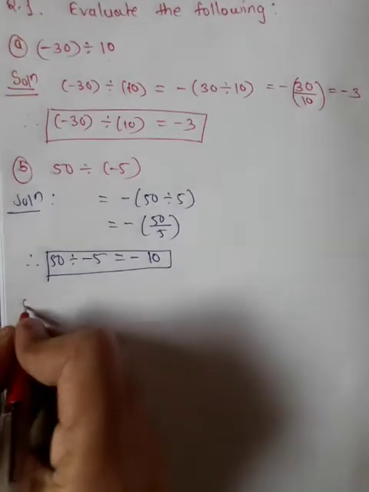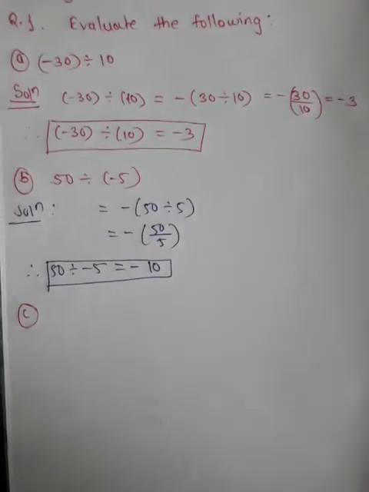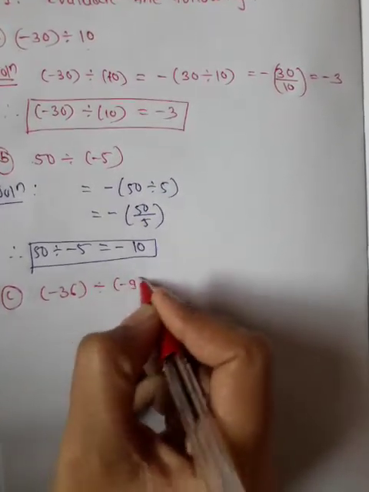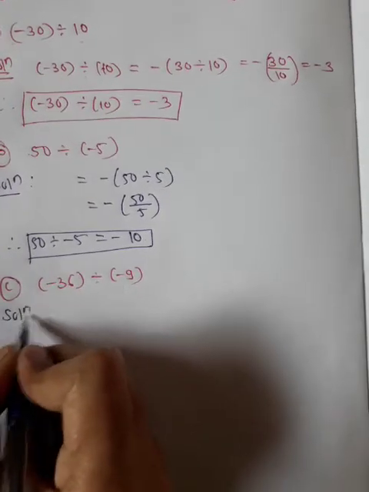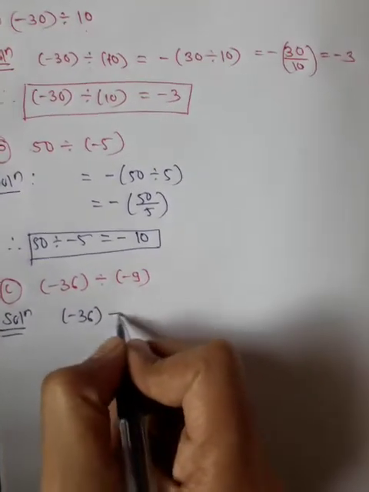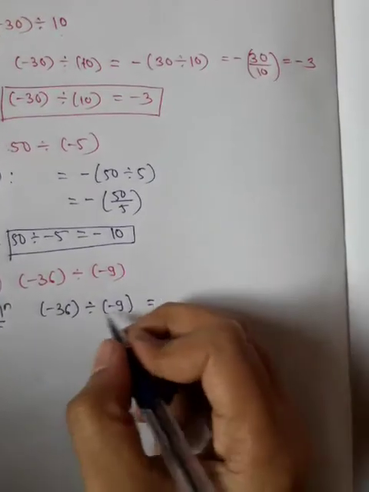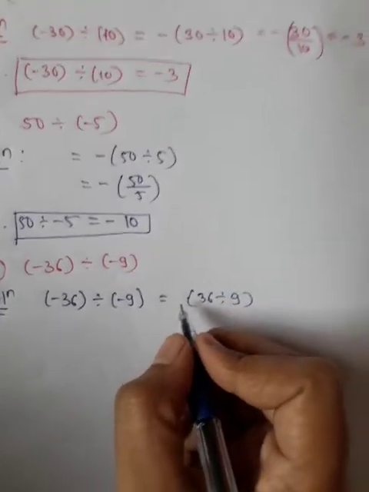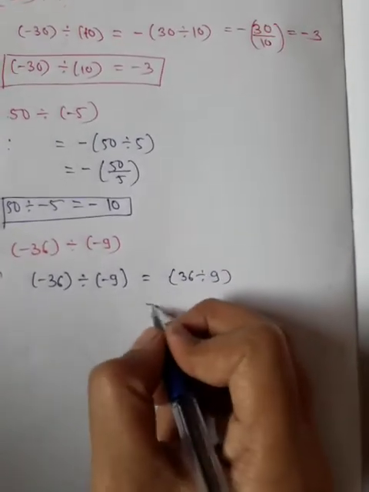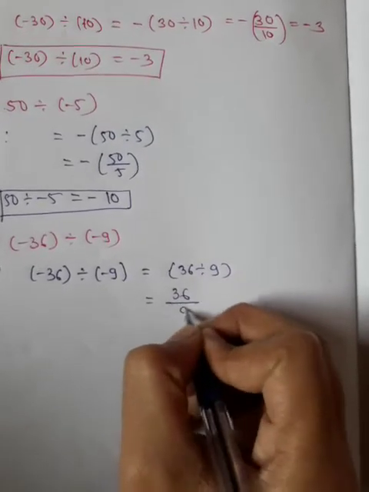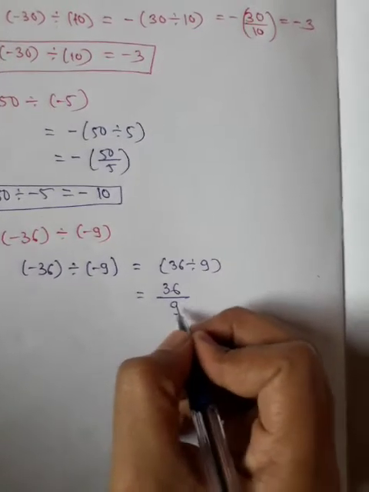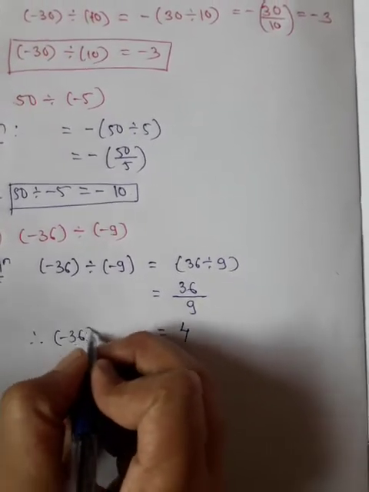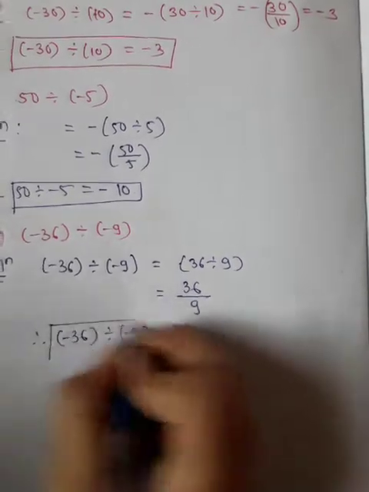Example number 3 is minus 36 divided by minus 9. We know that when we divide a negative integer by a negative, we divide them as whole numbers, and taking the plus sign outside, we don't write the plus sign because it is not necessary. Therefore 36 divided by 9 can be written as 36 upon 9, and 36 upon 9 is 4. Therefore minus 36 divided by minus 9 gives you 4.